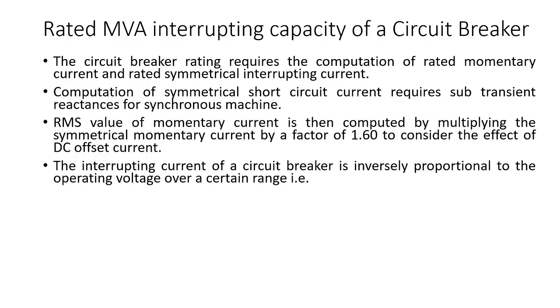The interrupting current of a circuit breaker is inversely proportional to the operating voltage over a certain range. That is, I_OV is equal to I_R into V_R by V_OV.